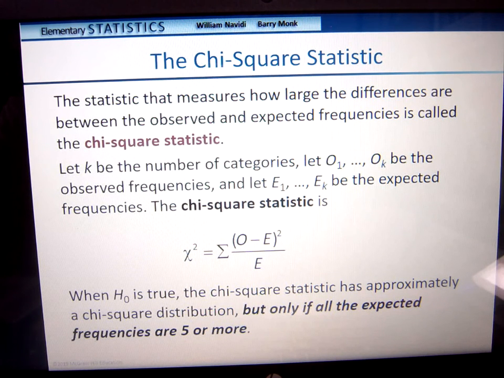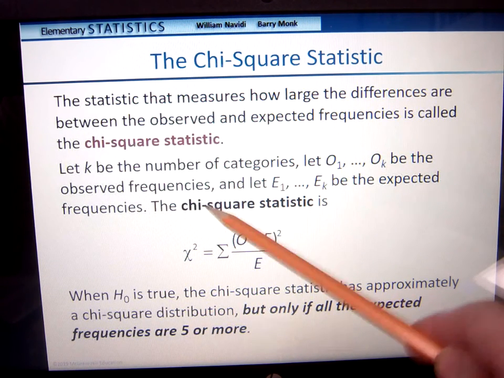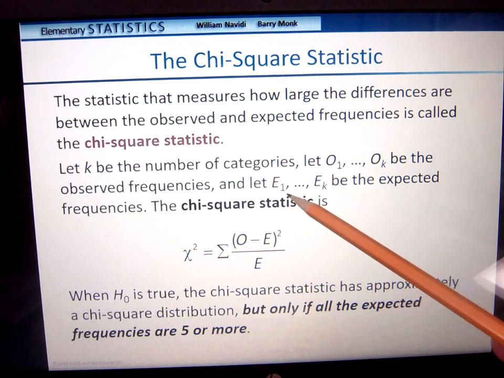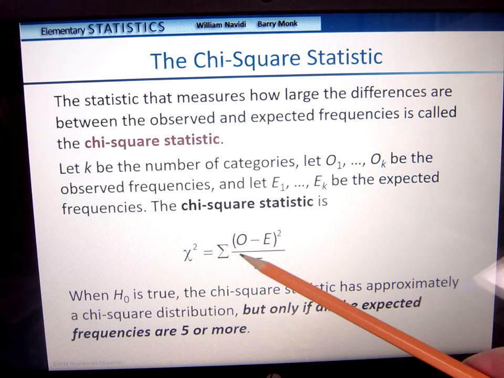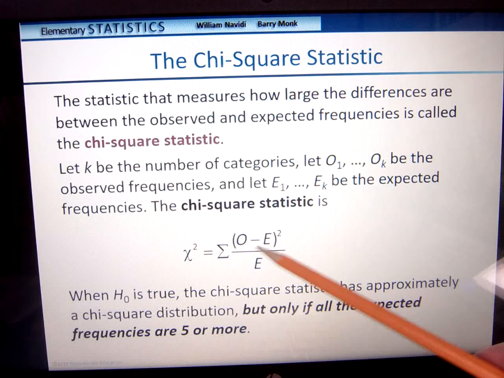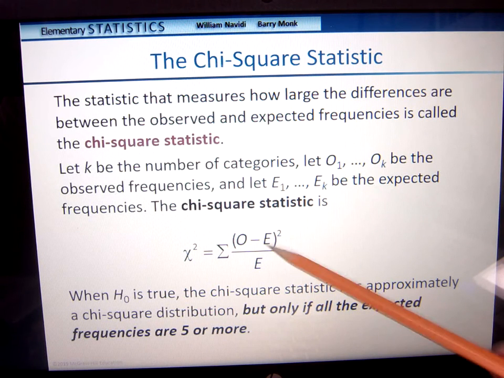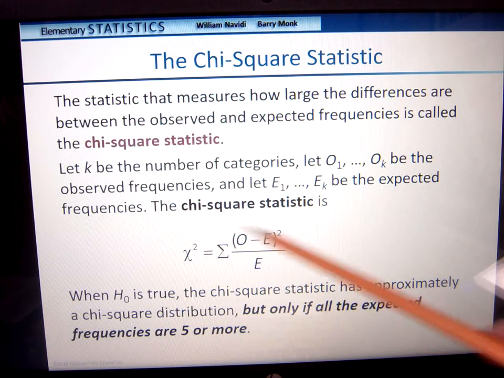statistic. So let's let K be the number of categories, the O subnumbers to be the observed frequencies, and the E subnumbers to be the expected frequencies. So the chi-square statistic would be the observed minus the expected quantity squared over E, and we're going to do the sum of all of those.